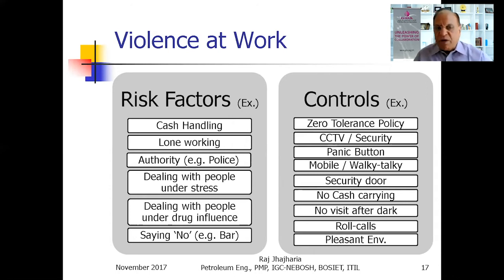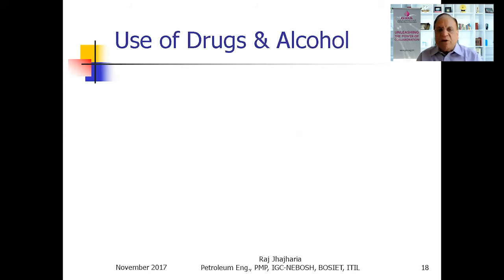And pleasant environment. Maintain a pleasant environment, because when the environment itself is depressive, dark, and uncomfortable, it instigates violence in people. So maintain an environment which is pleasant, with nice smell, air, light, etc. People will not normally resort to violence. So these are the controls.